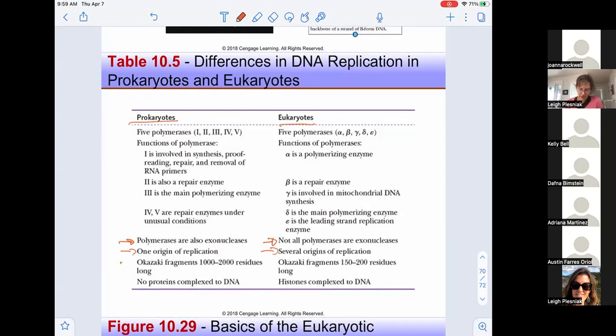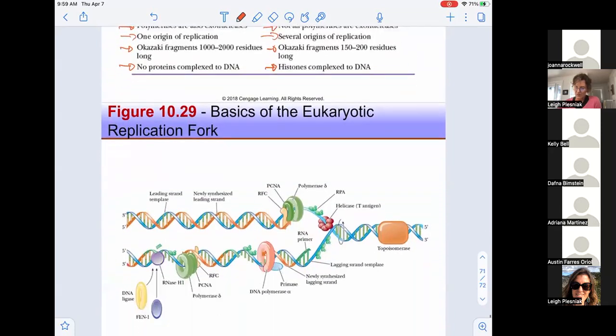The Okazaki fragments, remember, those are the pieces of DNA that are made in lagging strand synthesis. They're actually longer in bacteria than they are in eukaryotic systems. And then the other major difference is that there are no proteins in complex with the bacterial DNA, but the eukaryotic systems have histones. And so those have to be unpackaged for replication to take place.